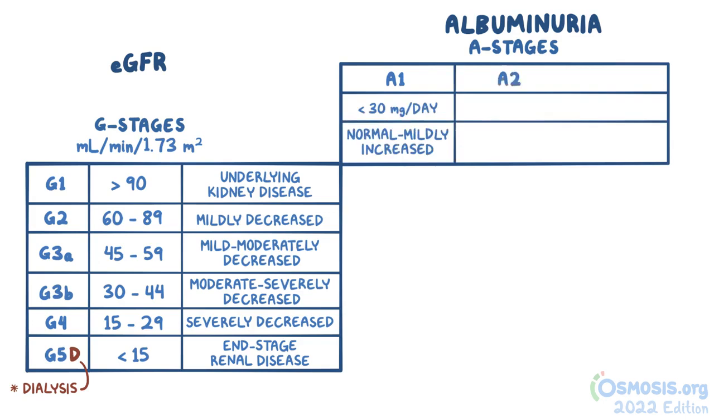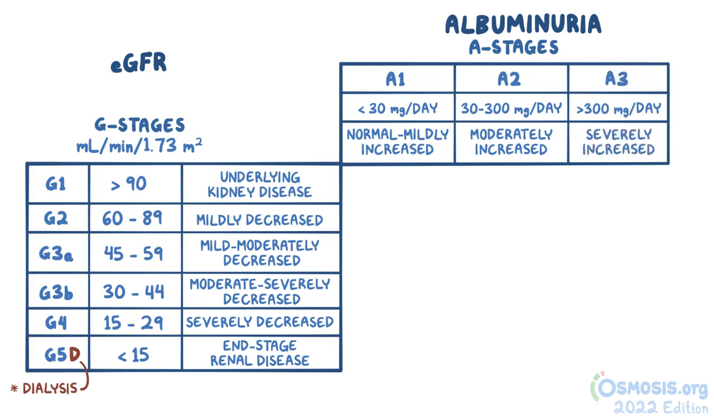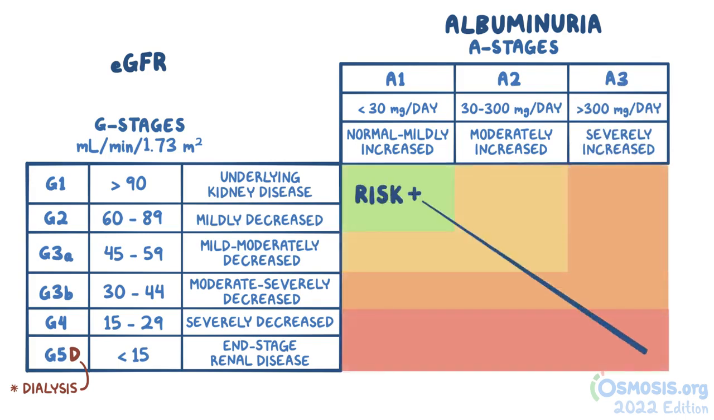A2 is when the albumin excretion rate is between 30 and 300 milligrams per day, and this is moderately increased albuminuria. Finally, there's A3, where the albumin excretion rate is over 300 milligrams per day, and this is severely increased albuminuria. We use both these staging systems because the higher the stage, the higher risk of mortality and progression of CKD is.